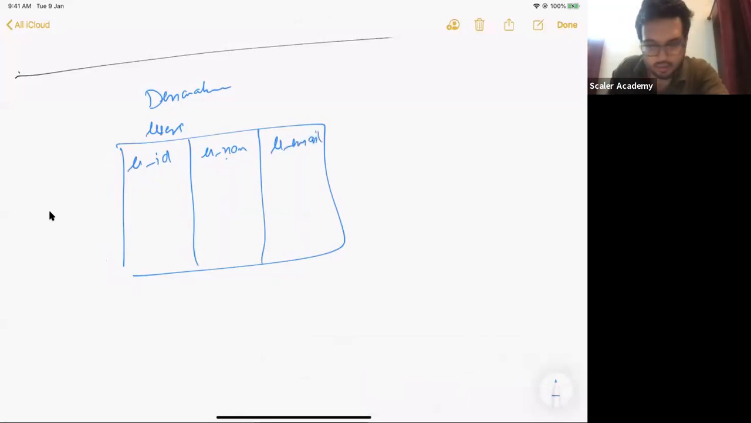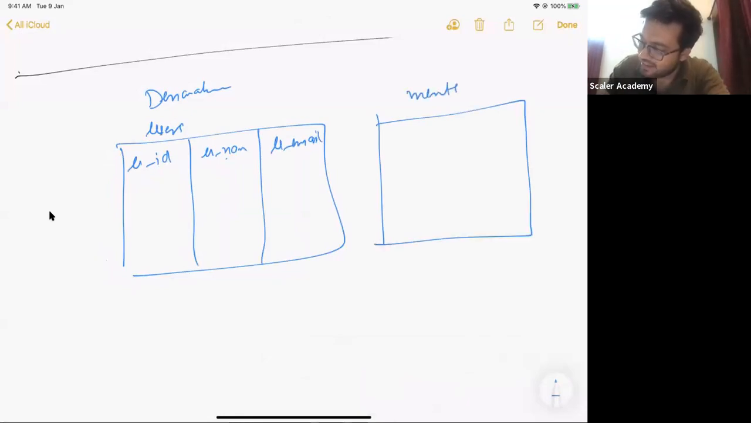Does it make sense? Then there would be one table in our DB which would be a mentee table. Why is a mentee table different from a user table? Because a user can be a mentee at Scaler Academy, or may not be a mentee at Scaler Academy. The user can be a mentor at Scaler Academy. The user can be a normal free InterviewBit user who just practices questions on InterviewBit, and so on and so forth, right?